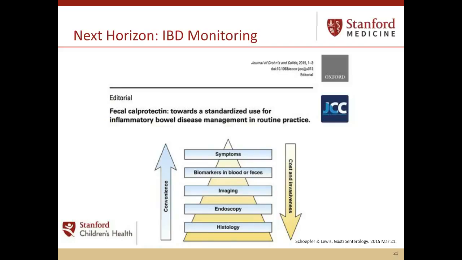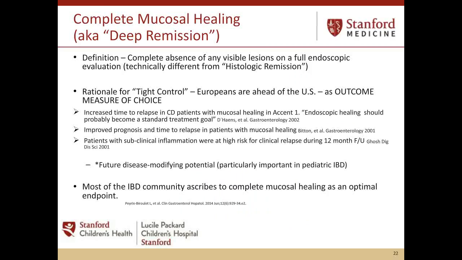So where we are in our practice is that it would not be realistic to scope everybody with inflammatory bowel disease all the time or more frequently to get at this endoscopic healing objective, but it may be more feasible to look at the stool for biomarker testing. So mucosal healing is now synonymous with deep remission, and there's always argument about what this definition means, but we know that full endoscopic evaluation showing no visible lesions is a good target to have in inflammatory bowel disease.